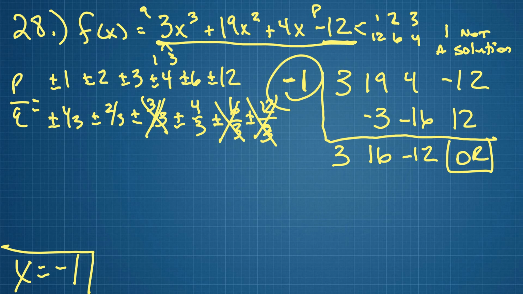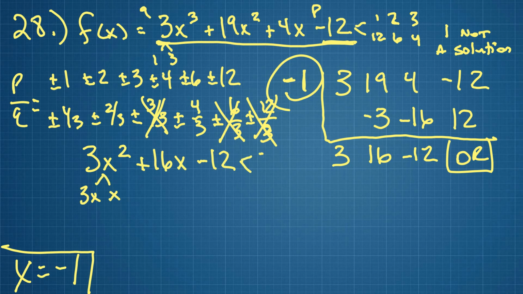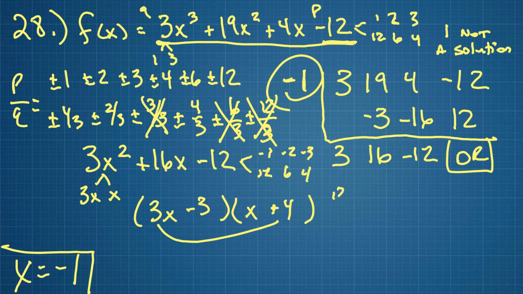So now I have 3x squared plus 16x minus 12. Well, I could have 3x and x. I could have -1 and 12, -2 and 6, -3 and 4. So I make my parentheses, 3x and x. I'm going to try -3 and 4. Gives me 12x. Gives me -3x. Together that's 9x. It's not what I want here. So that's not going to help me.